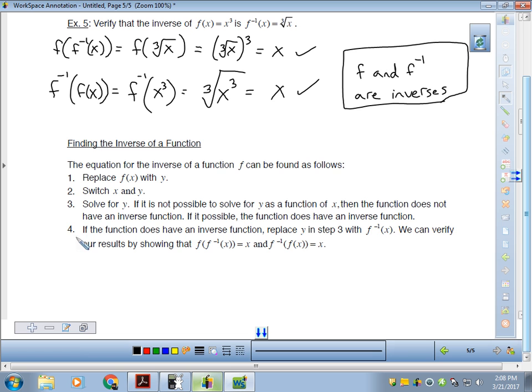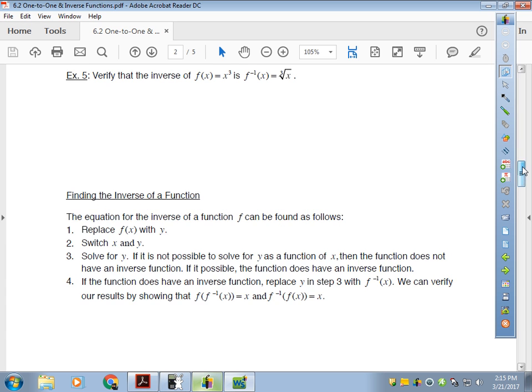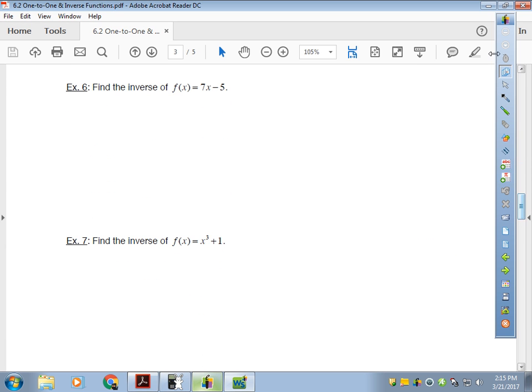Step 4, if the function does have an inverse, replace your y from step 3 with f inverse of x. We can always check our answer and verify the results by doing our compositions and proving that they equal x. So let's do some examples here of that.